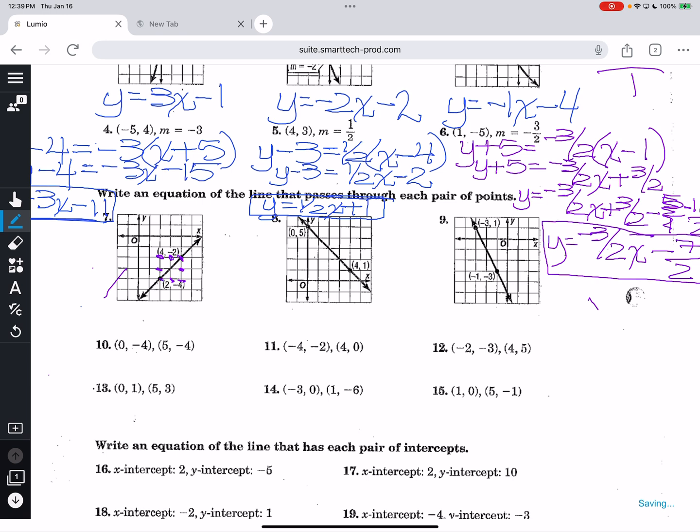Or if you came down 2, you would go to the left 2. So 2 over 2 is 1, which means our slope is 1. And notice in the drawing how it's going straight to the next whole number spot. So that's a slope of 1. So far we have y equals 1x.